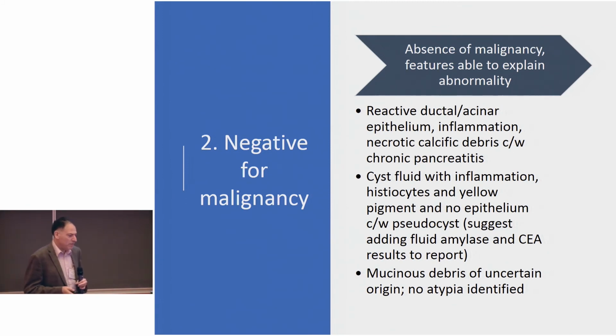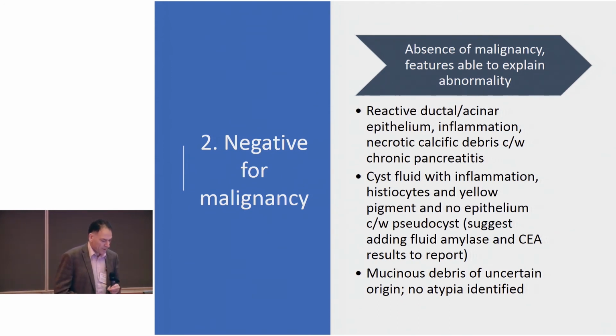If you see cyst fluid with yellow pigment and some inflammation and histiocytes, that is likely to be a pseudocyst, and particularly if you add in the other diagnostic modalities you've got, such as fluid amylase and CEA, then you can make a fairly positive diagnosis. And in fact, the PAP Society do recommend that when you come to making your final report, you should take all these other things into account. So the radiological appearance and all the cyst fluid biochemistry, because obviously then you're going to reach a more definite diagnosis.